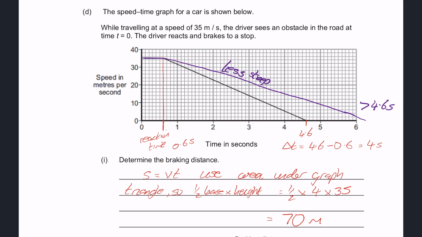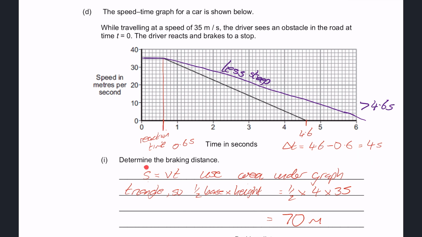And the braking distance is the distance travelled from applying the brake, in other words, at that point there, to the point where it stops. In other words, the speed is 0. Now you then look at the graph and say, well, where does it stop? It stops after 4.6 seconds. So it starts at 0.6 and it stops at 4.6. So the time difference between those is going to be 4 seconds, which is what I've indicated here. 4.6 minus 0.6 is 4 seconds. So my braking time is 4 seconds.